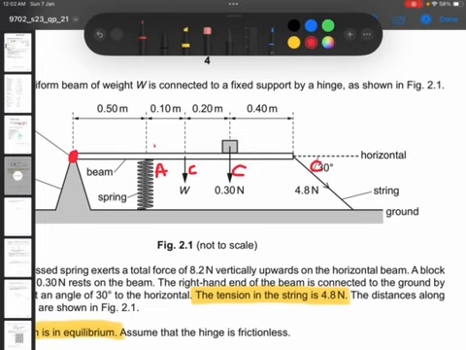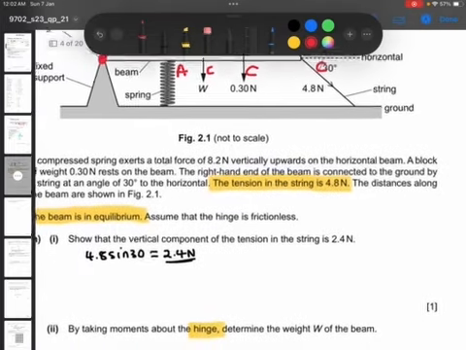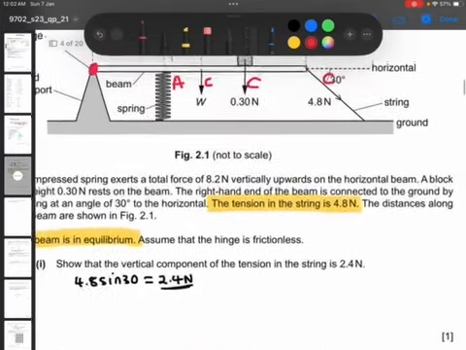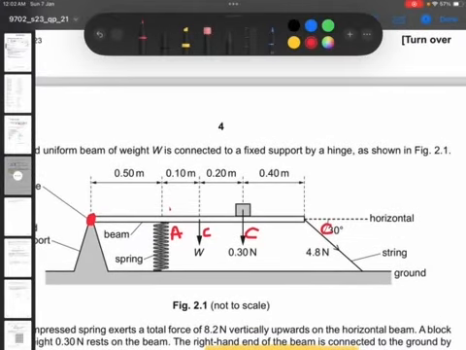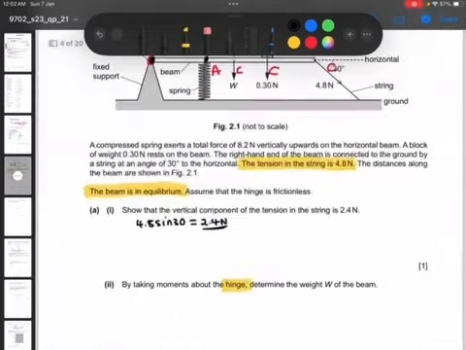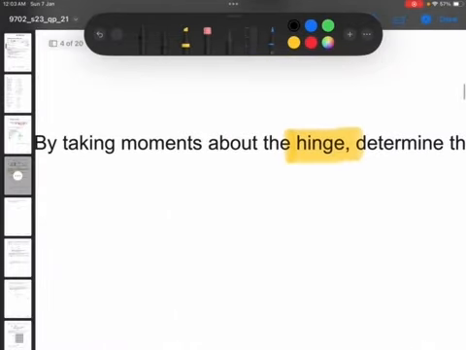So to cut the long story short, we are going to now apply and say, okay, this force which is causing the anti-clockwise moment, what is its value? Its value is 8.2. And what is its perpendicular distance from the pivot? 0.5. So its moment is 8.2 times 0.5.